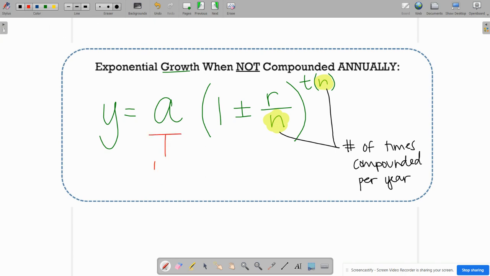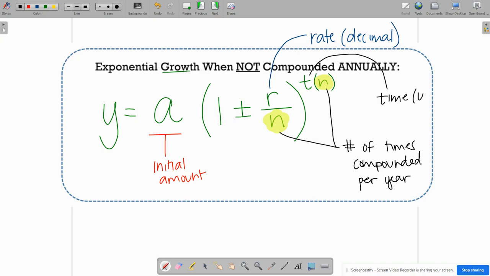Everything else is what it was in our other formulas. A is still going to be your initial amount. R is going to be your rate, but that rate, again, is still going to be given as a decimal. So you need to make sure that you change it from a percentage to a decimal. And then T is still going to stand for your time in years. So let's look at some examples with this formula. The biggest thing is after you write the formula, being able to calculate this accurately in your calculator.